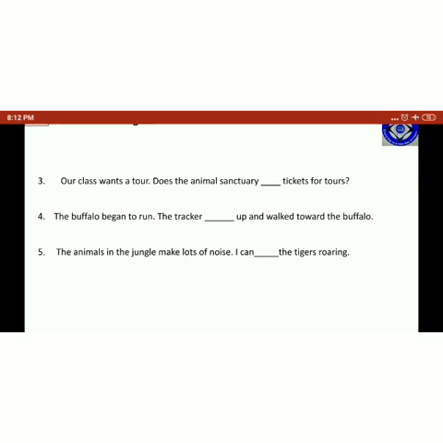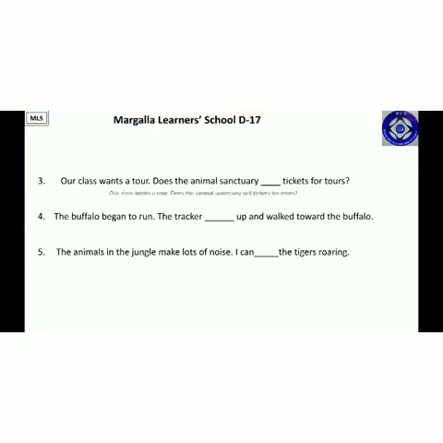Third statement. Our class wants a tour. Does the animal sanctuary blank tickets for tours? Now see, our class wants a tour. It means this tense is present, so we would be using the first form of the verb. Our class wants a tour. Does the animal sanctuary sell tickets for tours? Come to the next statement.